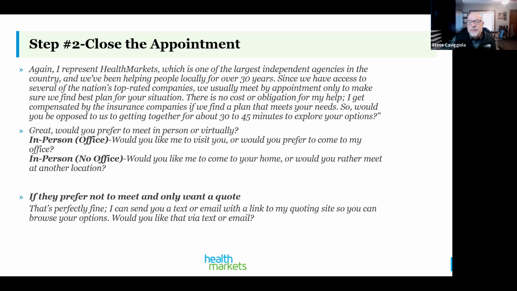Now, you are going to have people at this point who are going to tell you they don't want to meet. I'm just looking for quotes. Okay, well, that's perfectly fine. I can send you a text or an email with a link to my quoting site so you can browse your options. Would you like that via text or email?